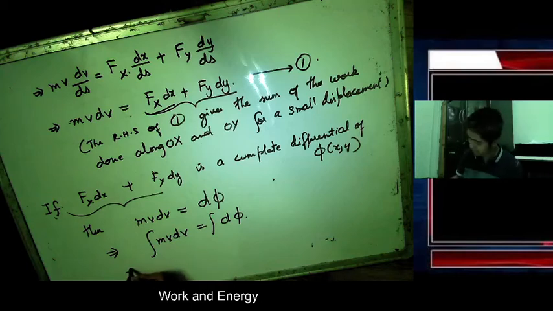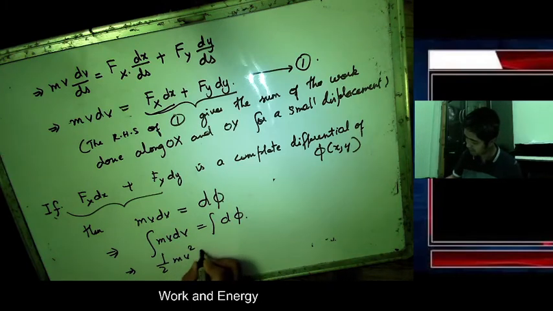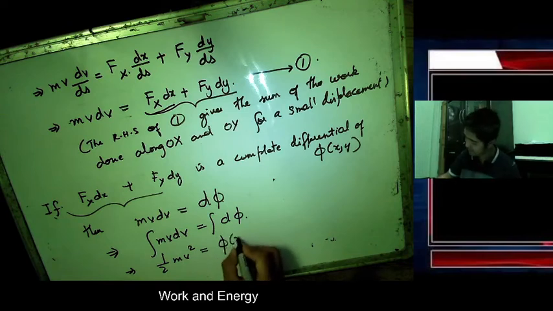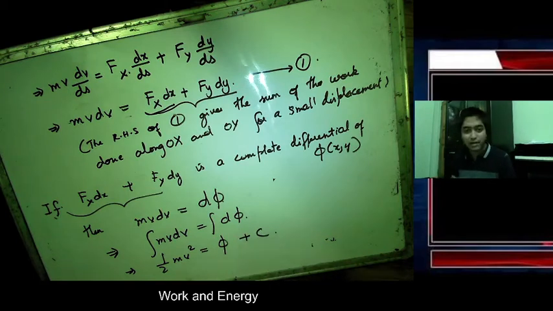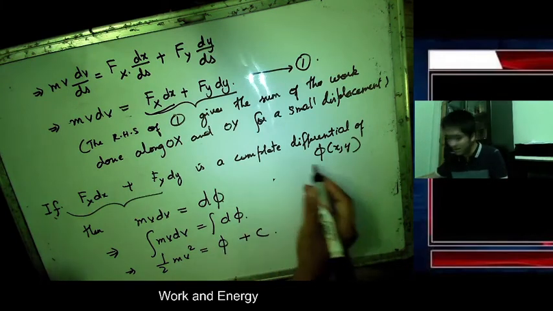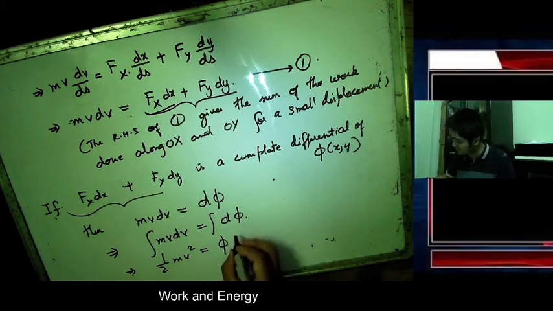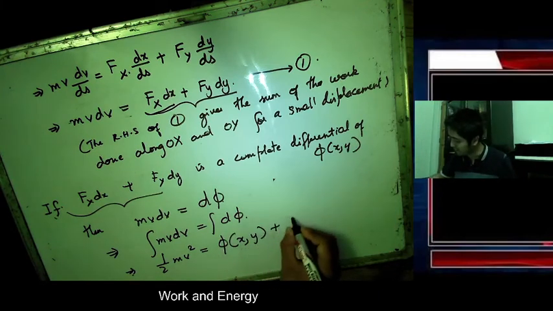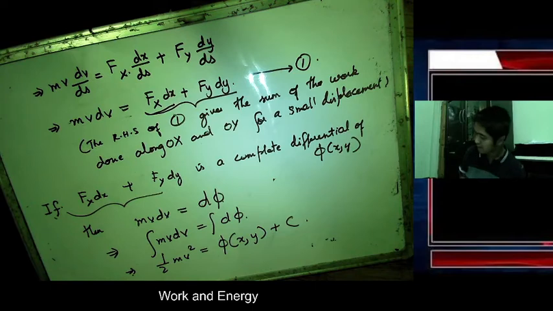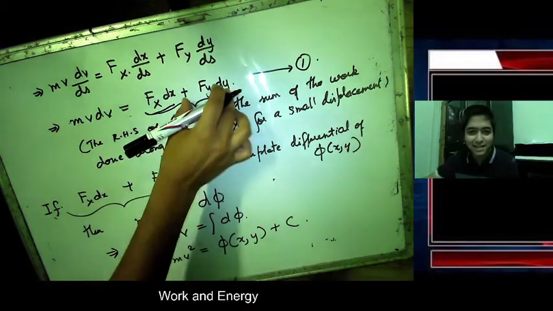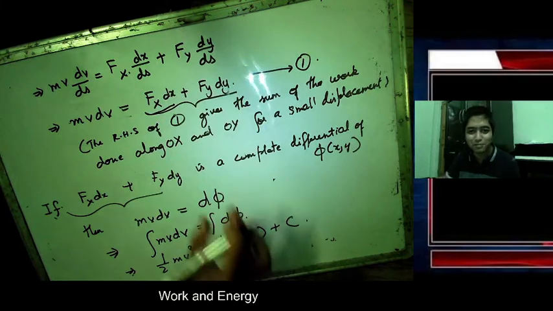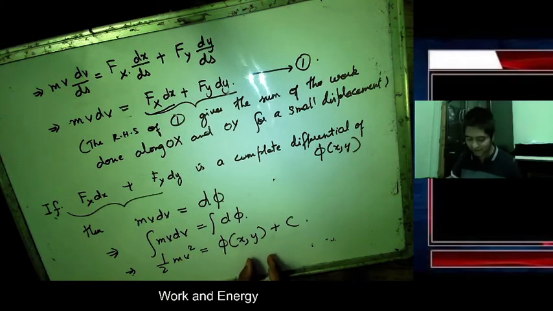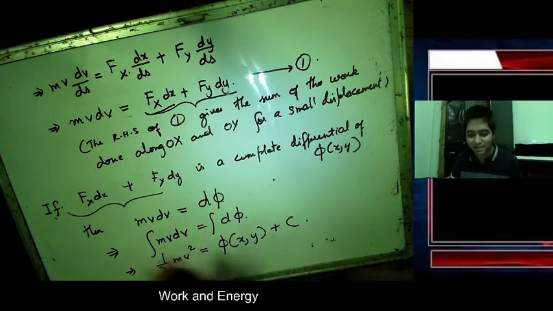So we will have half mv squared equal to phi(x, y) plus c. Phi depends on the values of x and y. But if you notice again, phi(x, y) is the right hand side after integrating, so it will be the work done. That is why this phi(x, y) is called the work function.